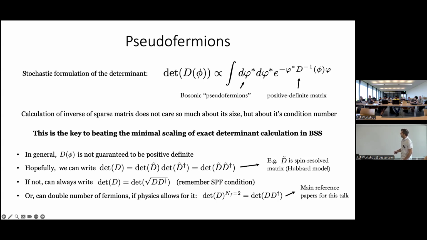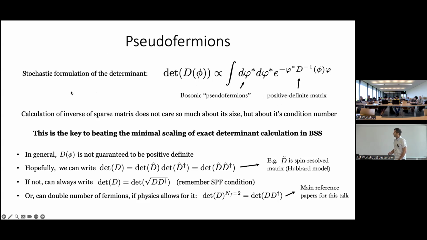And this identity is true when not only this determinant is a positive definite number, but this matrix D is a positive definite matrix. Okay, so that's not necessarily the case, and I'll go through that in a second about when this does not happen.